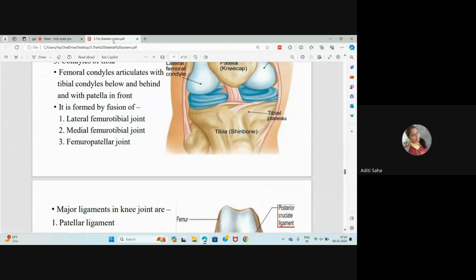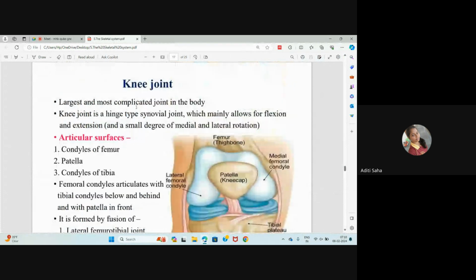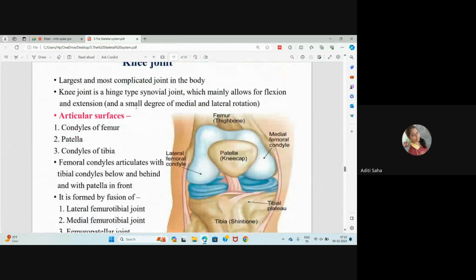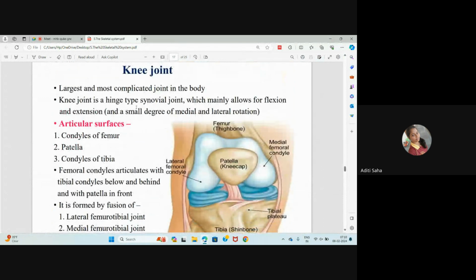So today we will start from the knee joint. The knee joint is the largest and most complex joint, the largest and most complicated joint in the body. The knee joint is a hinge type synovial joint. We have already discussed hinge joints. Anyone tell me, what is the hinge joint?